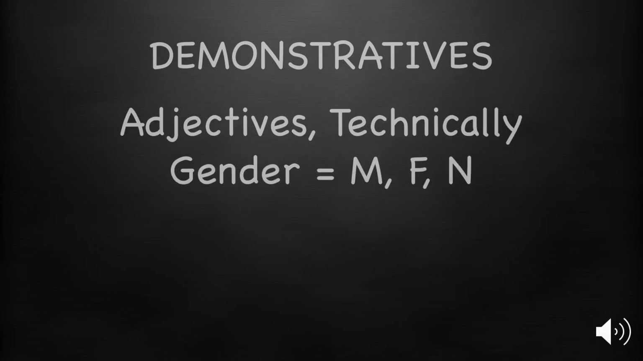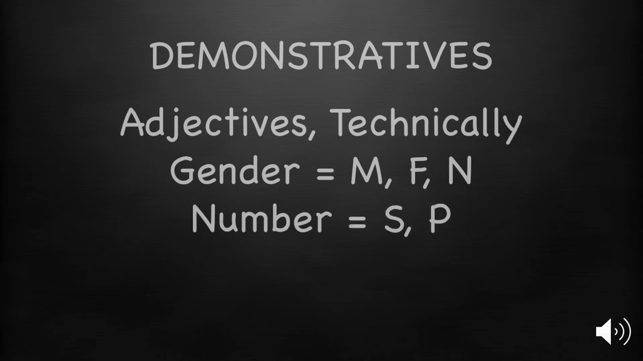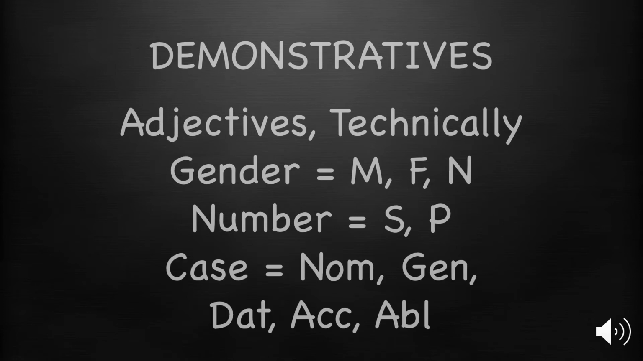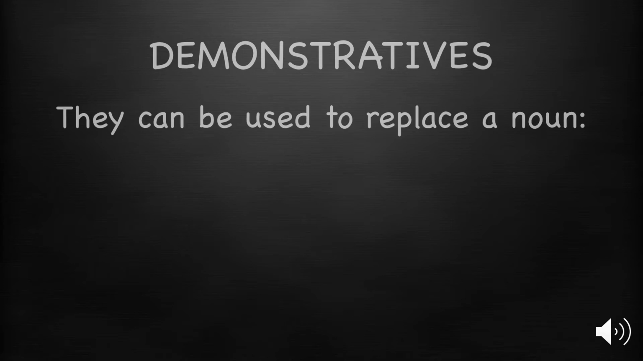So they will have gender, they can be masculine, feminine, or neuter. They will have number, they can be singular or plural. And they will have case, they can be nominative, genitive, dative, accusative, or ablative. Now, demonstratives can function like pronouns. They can be used to replace a noun.